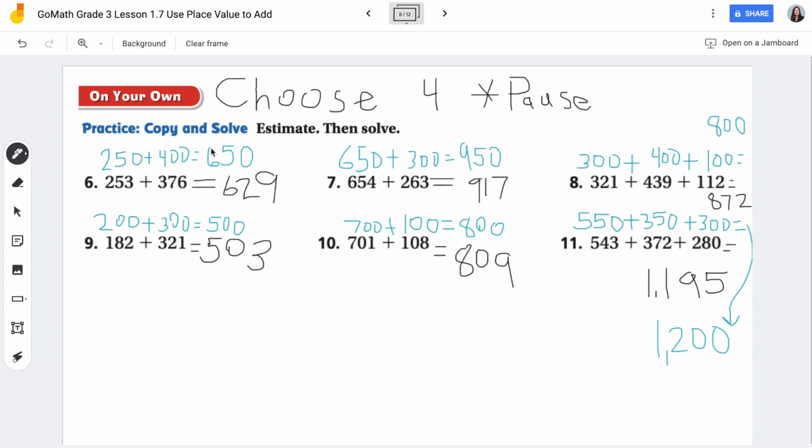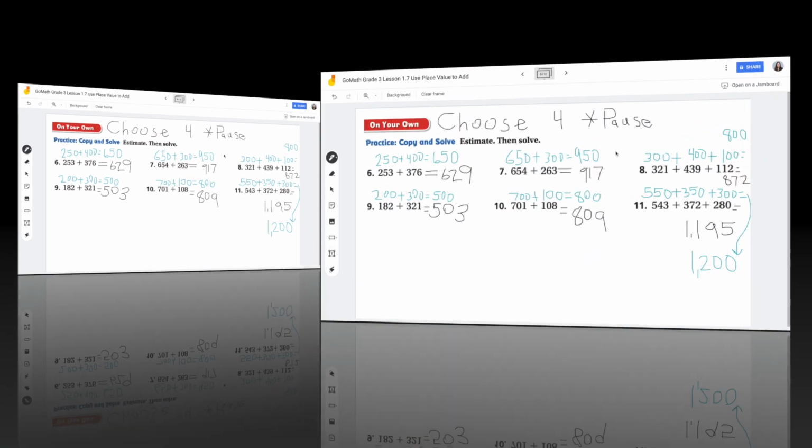Okay, so I put my estimates in turquoise, so you can see my estimate was 650 and my exact answer for number 6 was 629.